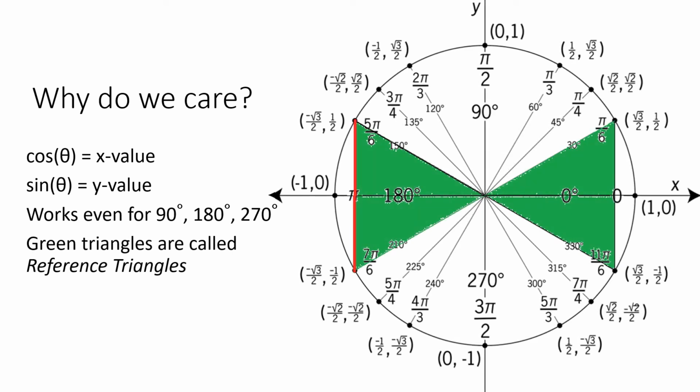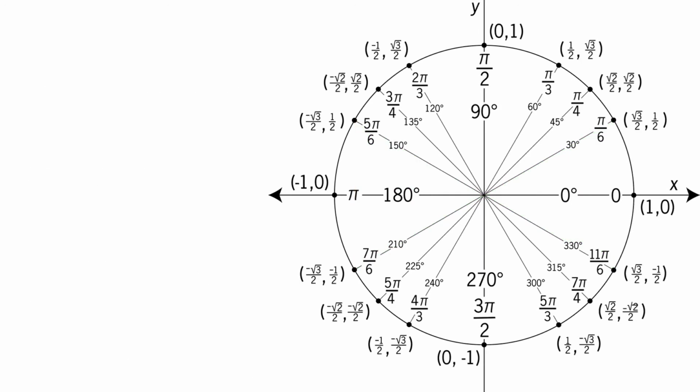And this green triangle that we made with the 150 degrees, or we can make it with any of these other points, are called reference triangles. I like to call them bow tie triangles because they make a little bow tie on the circle.